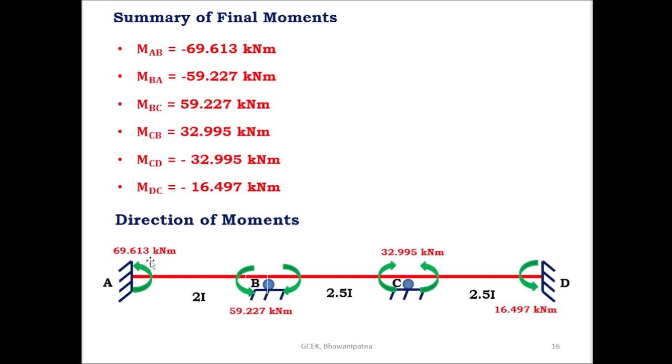So this is the direction of the moment. Here you got MAB is equal to minus 69.613 kilonewton meter. For negative moment, apply the direction anti-clockwise, and here MBA is equal to minus 59.227 kilonewton meter. So here also you got negative. For negative moment, apply anti-clockwise direction, and MBC 59.227 kilonewton meter positive. For positive moment, apply the direction clockwise, and MCB 32.995 kilonewton meter. So here the direction is clockwise, and MCD minus 32.995 kilonewton meter. Here the direction is anti-clockwise, and MDC is equal to minus 16.497 kilonewton meter. So here also the direction is anti-clockwise. So these are the directions of moments, and after knowing the directions of moments, then you can draw the bending moment diagram.